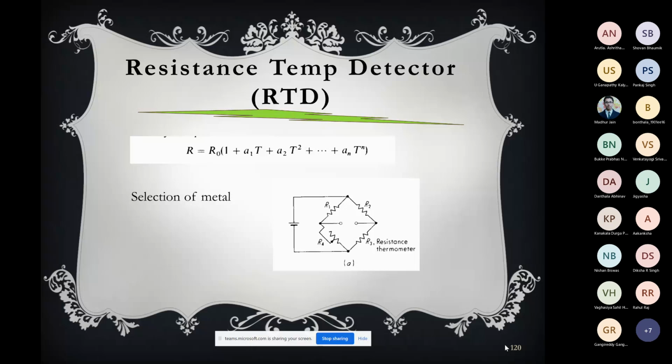So what we get is that we need a very stable and predictable temperature versus resistance relationship. We need linear characteristics. We need R0 and A1 to be very high so that the sensitivity is high. So we need a material which satisfies all those properties.